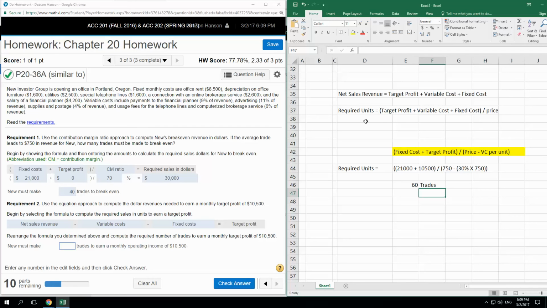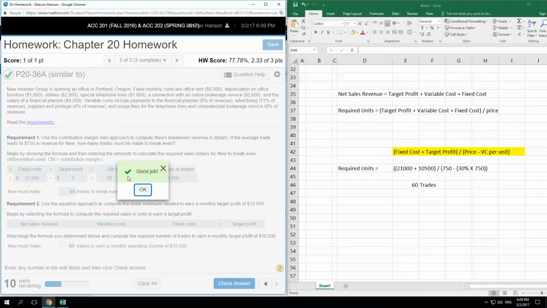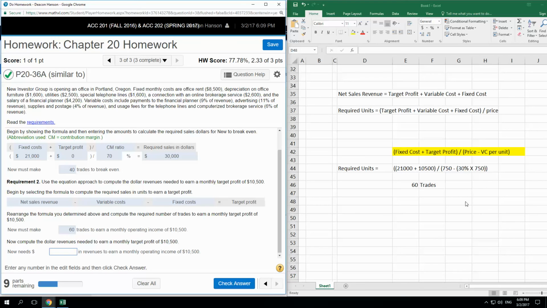We did that with the other trades breaking even; now it's like 2. So we'll throw that in: break even, 60 trades to make the profit. Times 750 to get 30%, right? 0.3, yeah, I use 0.3.